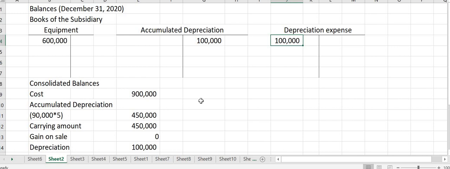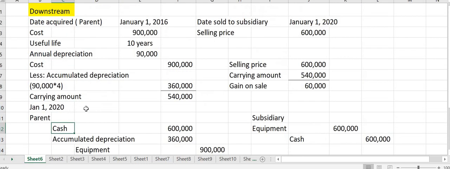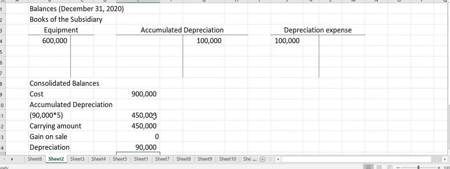We should establish that the cost would be back to 900,000. Then the accumulated depreciation should be the balance as if the sale did not occur, that is 90,000 times 5, because for 2020 that is 5 years after the acquisition of the equipment. The gain on sale should be eliminated for consolidated purposes. The depreciation should be the original depreciation in the books of the selling affiliate, which is 90,000. Again, the purpose of the eliminating entries is just to establish the balances of the accounts as if the sale did not occur.